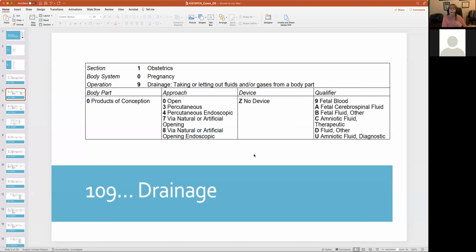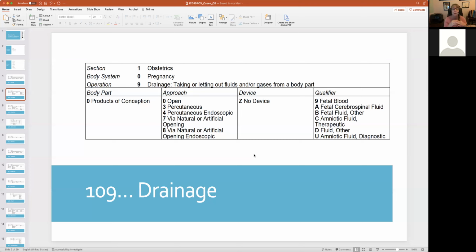Okay. Now, there may be cases, of course, where they may be taking out fetal blood, cerebrospinal fluid from the fetus, or another type of fluid. That would, of course, be necessary to specify in the documentation. So you've got to keep your eye out and read this carefully. Never, never assume.